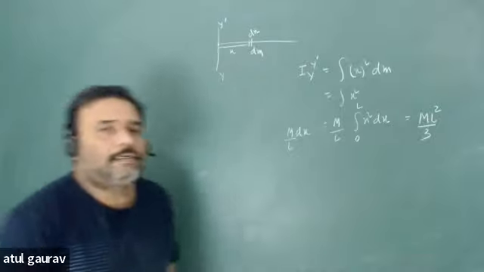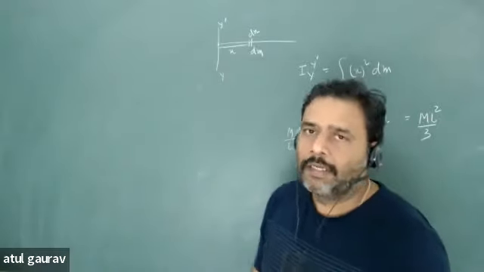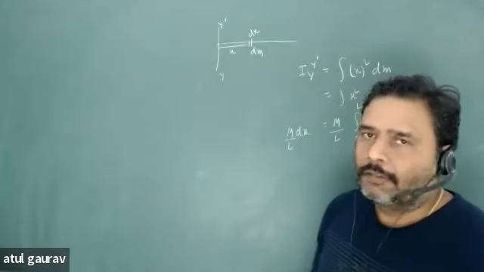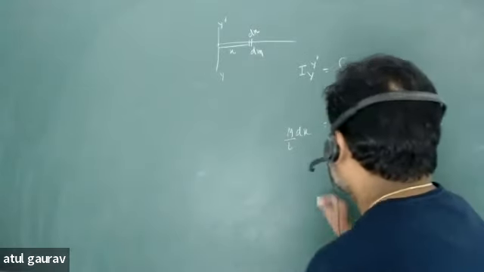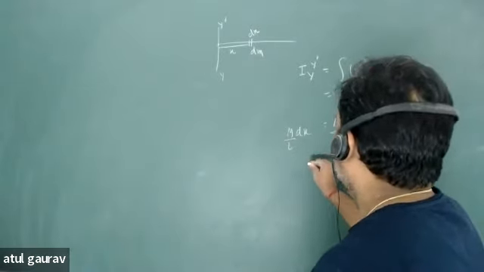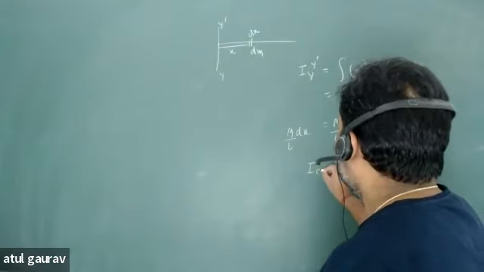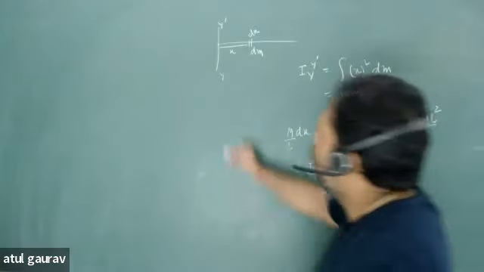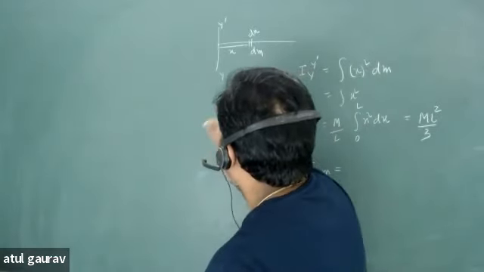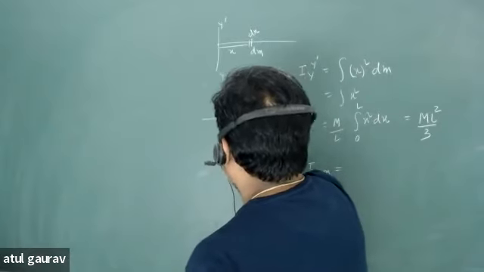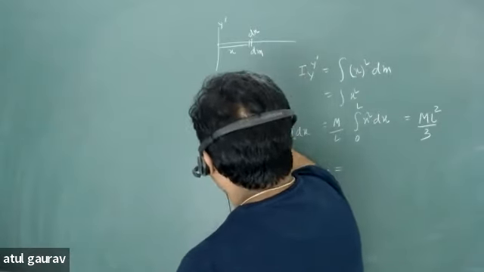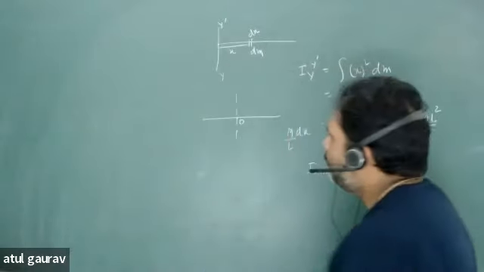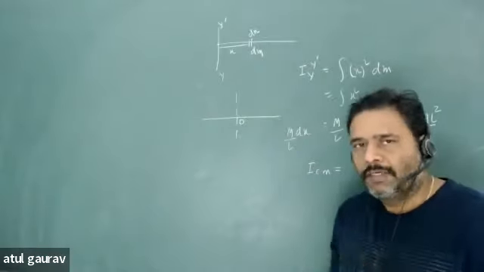Now we can also use the parallel axis theorem. So when we use the parallel axis theorem, first we have to calculate ICM. And where is the center of mass for this particular rod? At L by 2. So we will assume this is at the center, and we take the center of mass as our origin.